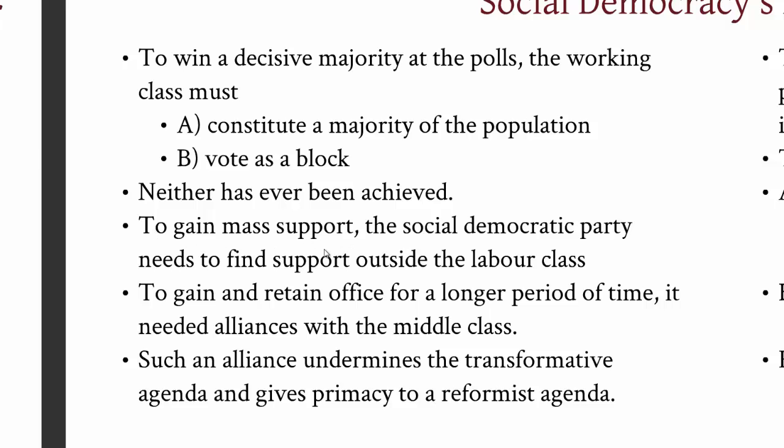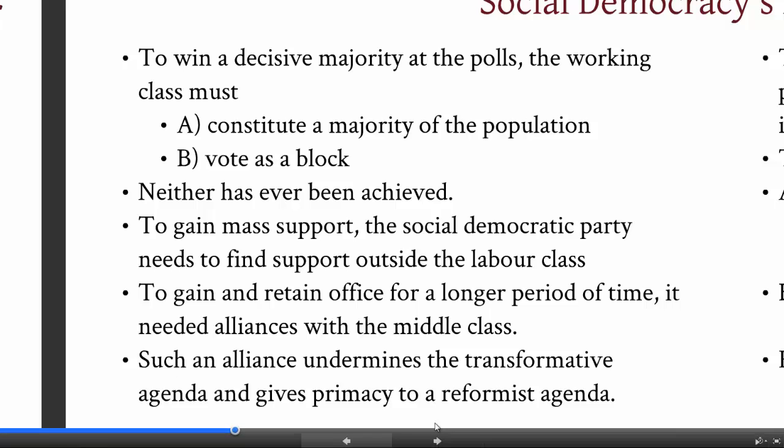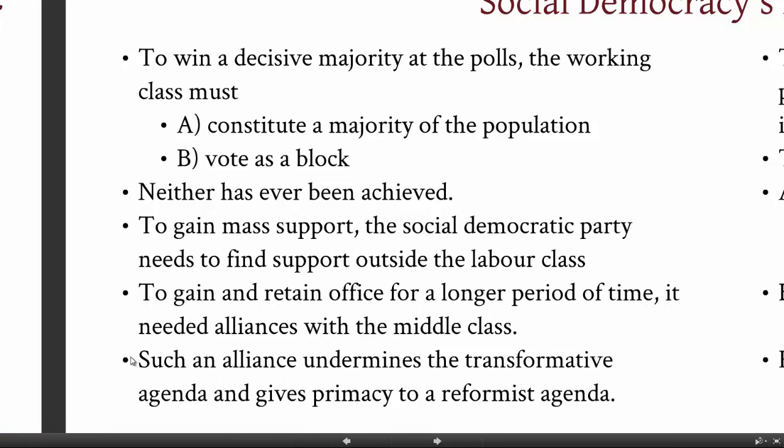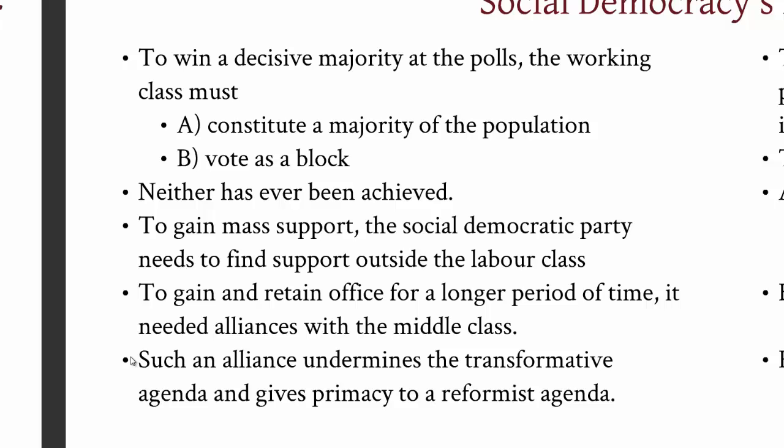And this has meant really that to gain mass support, the Social Democratic Party has needed to find support outside the core of the labor class. And to gain and retain office for a longer period of time, it needed alliances, most likely with the middle class, because it's a fairly close ally or fairly close by in the social structure, so it's logical to reach out to. However, doing that, reaching out to the middle classes, is walking towards the middle of the political left-right spectrum as well. And it means undermining the transformative agenda and giving primacy to the reformist agenda that I speak about in the tutorial on the division between reformists and revolutionaries.